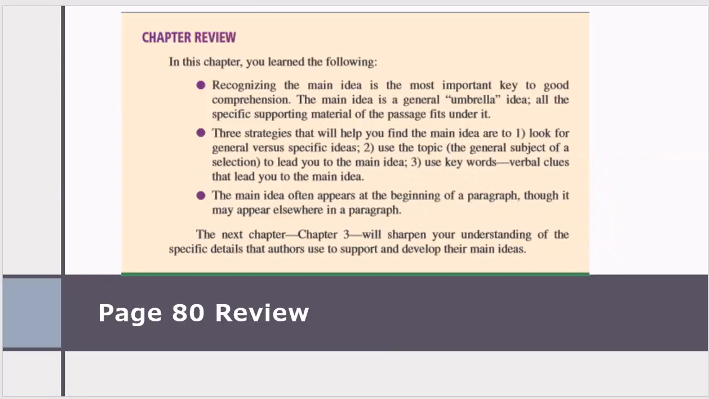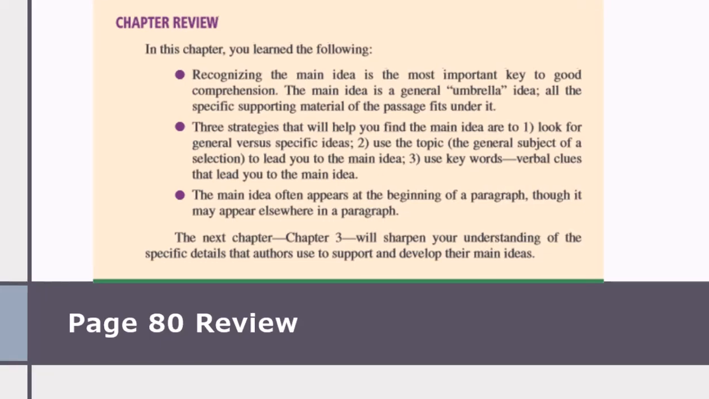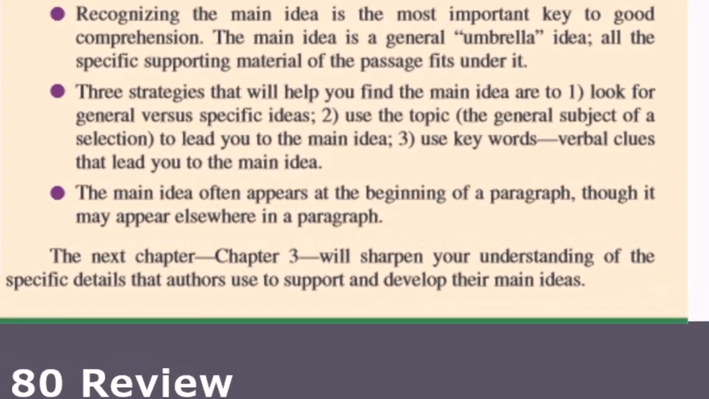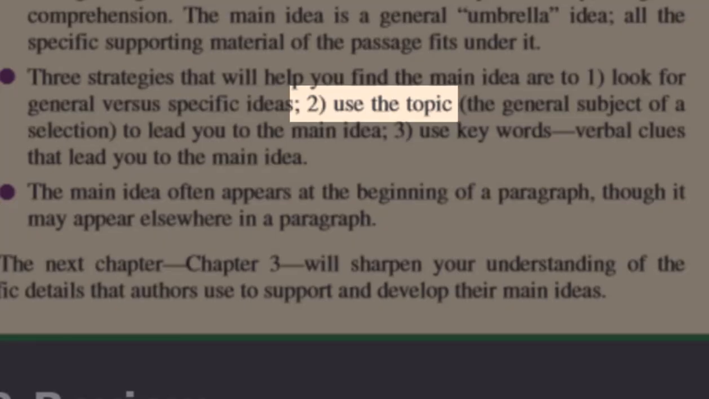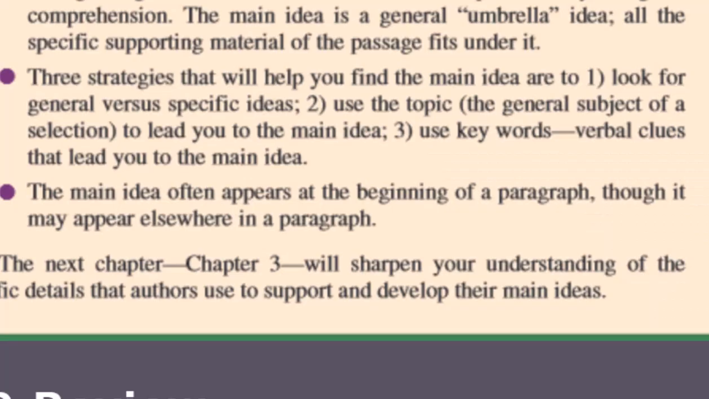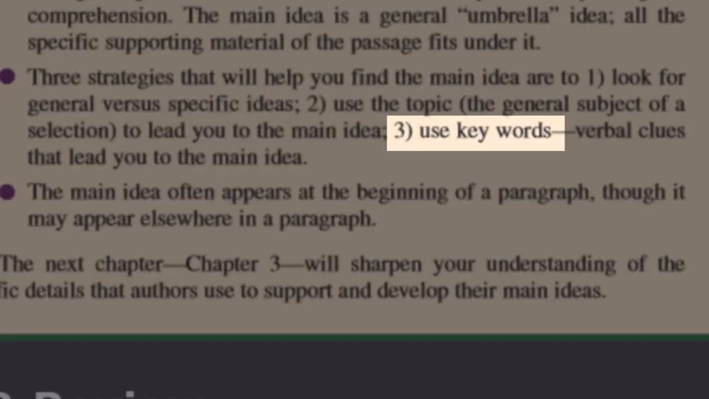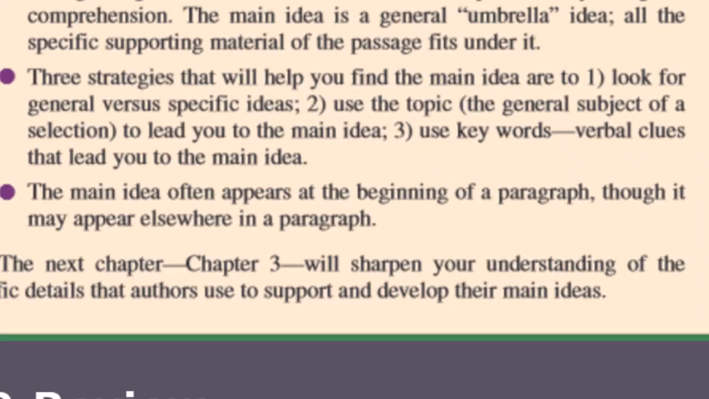Point number two. These are 3 strategies to help you find the main idea. It says number 1, look for the general versus specific idea, and that is true, but I think number 2 is what you should do first. First, identify the topic, and then look for the most general sentence. You can use keywords, and what your book doesn't tell you is the type of the keywords, the division words or opinion words. And we're going to go into that in a little bit.